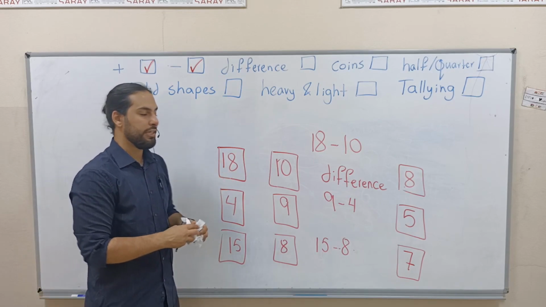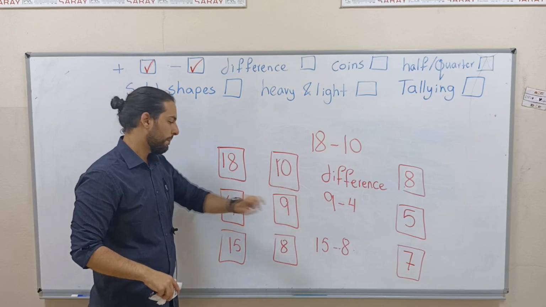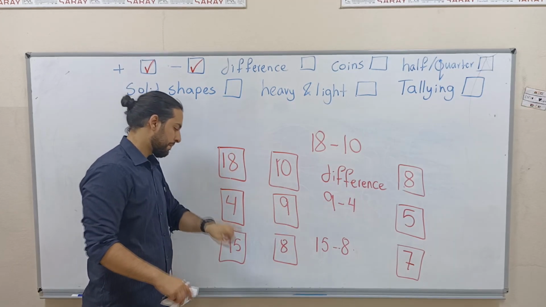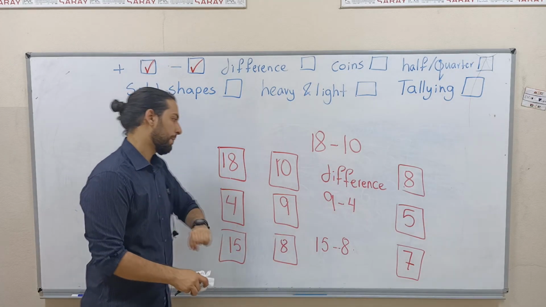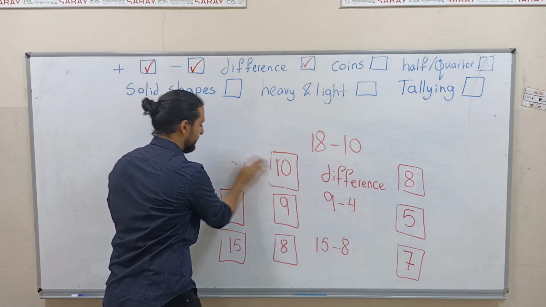This is how we can find the difference. Big minus small. Big minus small. Big minus small. So that's difference. That's the third thing we have to go through.